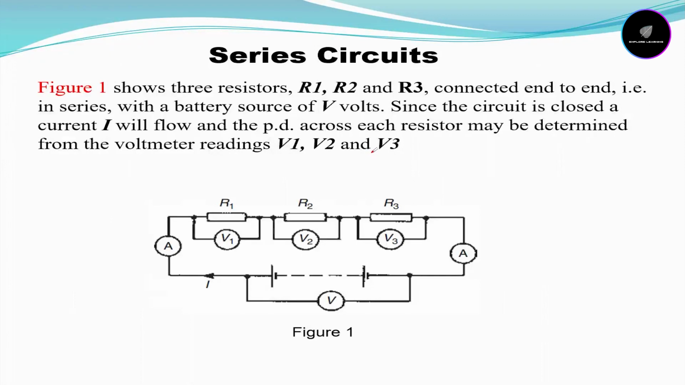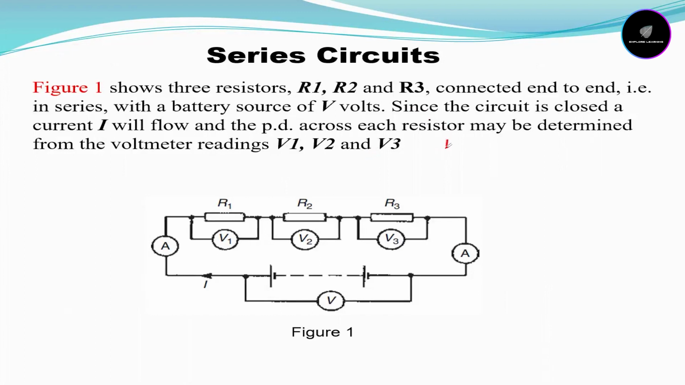Now bear in mind, in series connection, there are two things you need to understand. The first one, you need to understand that the current I is going to be the same all through the circuit. And two, you need to bear in mind that the voltage V is going to vary across the resistors. Those are the two things you need to bear in mind.